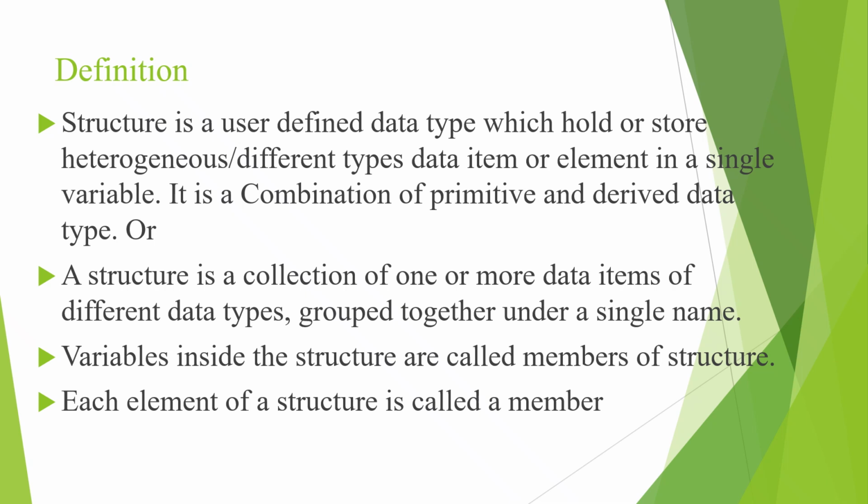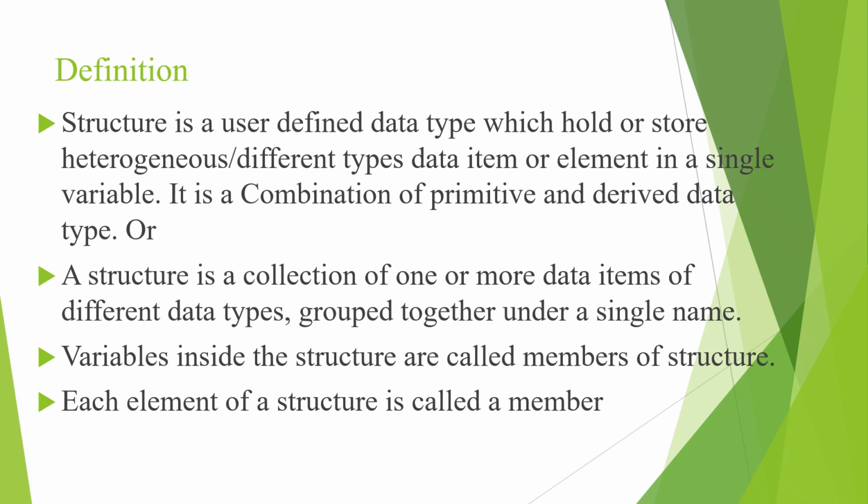In a C program, a structure is a user defined data type that allows us to combine different types of data into a single unit. Unlike arrays, which store only similar data types, structures can store heterogeneous data, which means different types like integers, characters, and floats together.